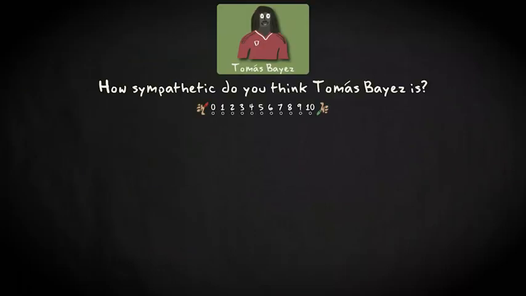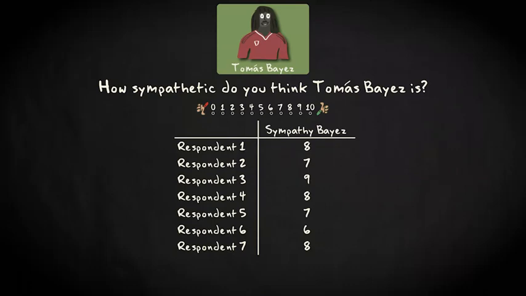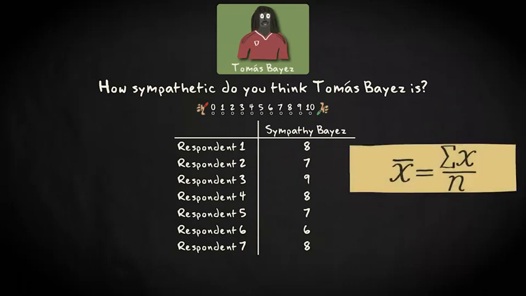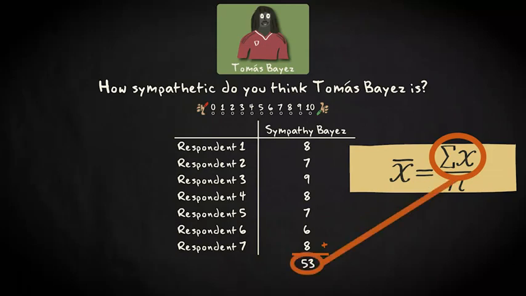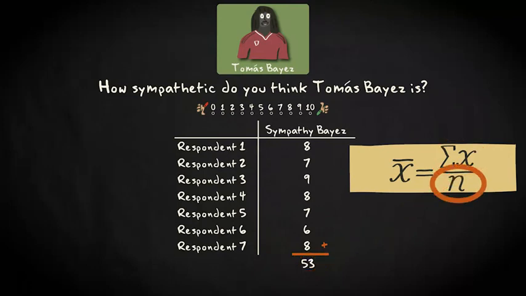To give an example, let's again use the study on Tomás Bayés. This was the data matrix. The formula tells us to first sum all the values. That's 6 plus 7 plus 7 plus 8 plus 8 plus 8 plus 9. That equals 53. We now have resolved this part of the formula. We now have to divide by n. The sample size in this study is 7, so 53 divided by 7 equals 7.6.